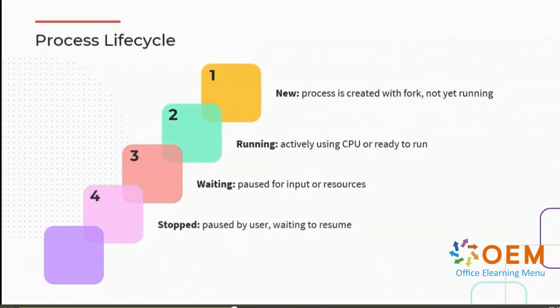Then comes the stop stage. A process can be paused, usually by a user pressing Ctrl+C. It's still in memory, but it doesn't do anything until someone tells it to continue. The final stage is terminated, dead. This is where the process ends and exits.